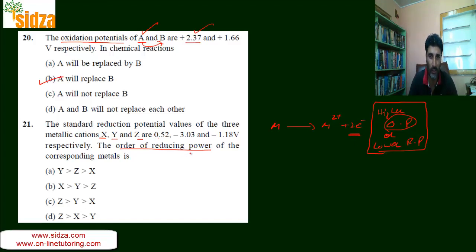So among the three, the lowest reduction potential is for the Y, minus 3.03, and then it is the Z and then the X. So the option A is the correct one.